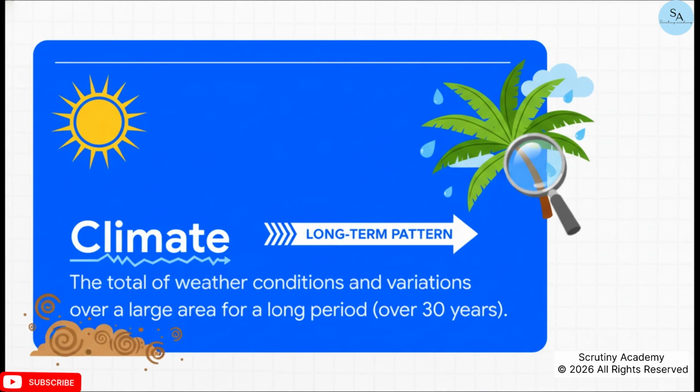Climate, on the other hand, is the atmosphere's personality. It's not about the mood of the day. It's the long-term pattern. We're talking about the average weather of a place over like 30 years or more. It's the reason we just know that Rajasthan is going to be hot and dry, or that Kerala is tropical and humid. It's the big picture.